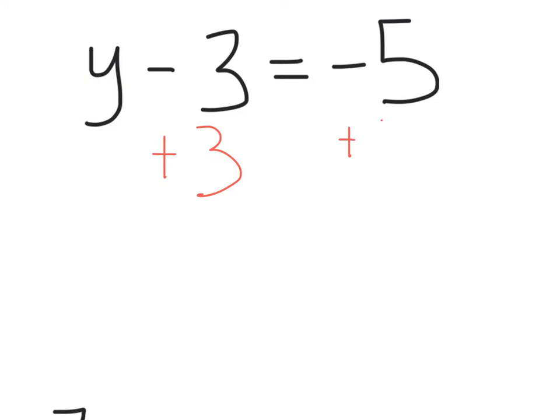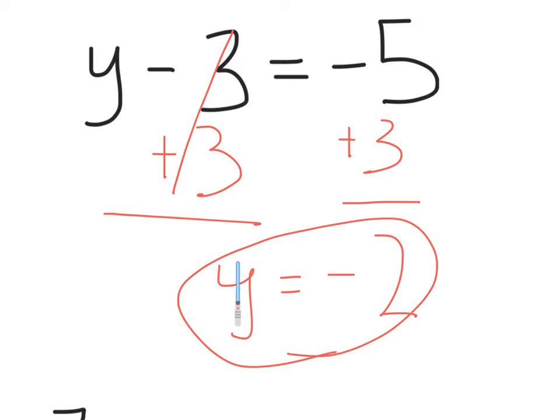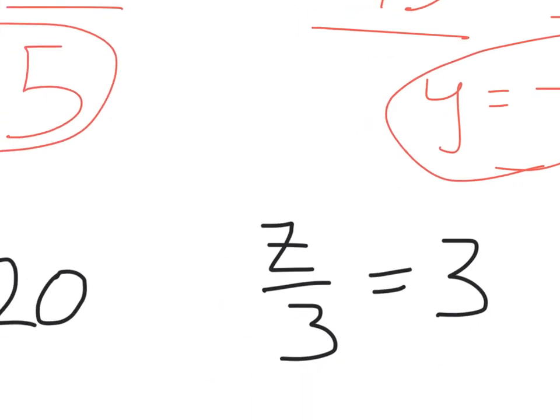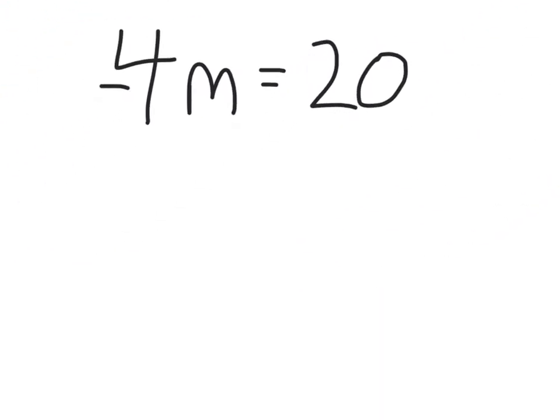Over here as well, plus 3. On the left, minus 3 and plus 3, those cancel out. On the right, we have negative 5 plus 3, leaving negative 2, and a solution of y equals negative 2. Let's check that out. If I plugged in y equals negative 2, I'd get negative 2 minus 3, which is negative 5. That checks out.